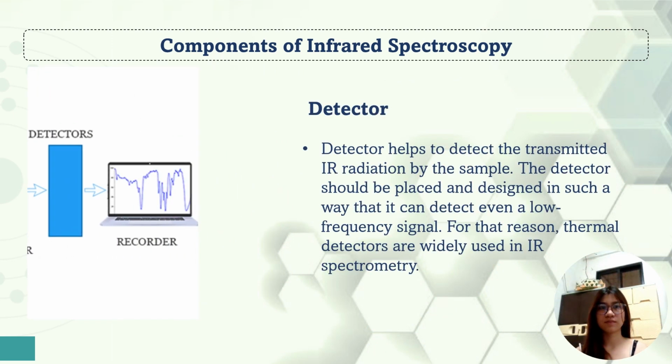And lastly, with the components of infrared spectroscopy is the detector. It helps to detect the transmitted IR radiation by the sample. The detector should be placed and designed in such a way that it can detect even a low frequency signal. For that reason, thermal detectors are widely used in IR spectrometry.